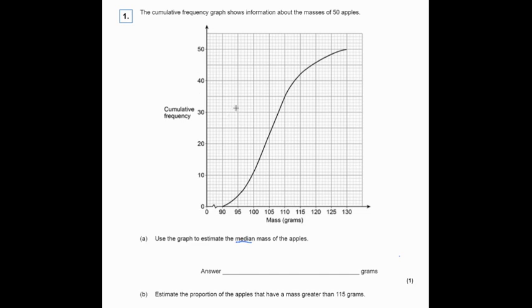So with a cumulative frequency graph, we always look at the highest cumulative frequency and go halfway for the median. So the cumulative frequency goes up to 50, so half of 50 is 25. So we're going across, and it ends up here. And then we go down. Trying to be so careful with this. Normally I'd be using a ruler. Okay, that lands on about 106. So our estimate would be 106 grams.